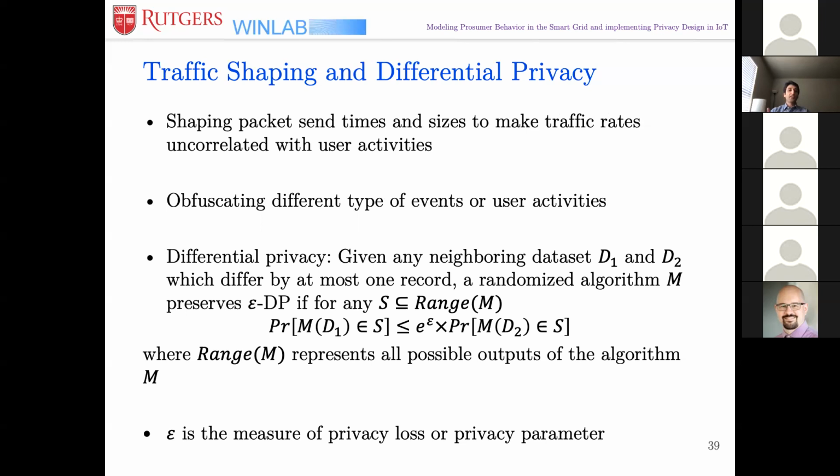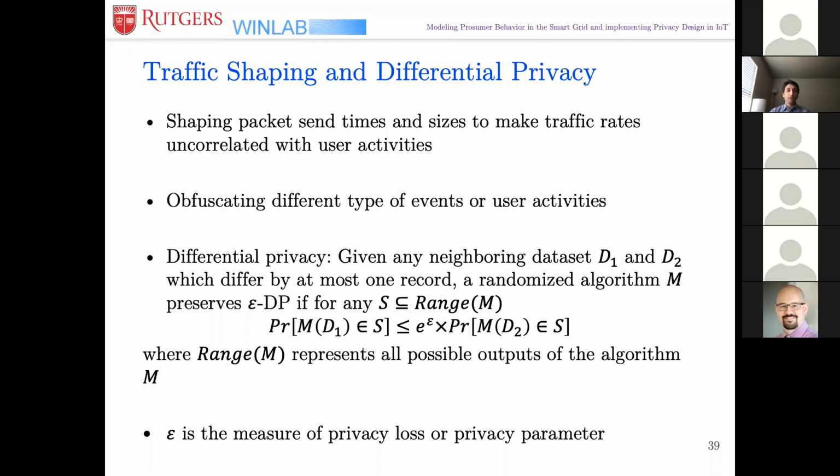Okay, here is the formal definition of differential privacy. First of all, we need the concept of data sets that differ by at most one record, or adjacent data sets. So adjacent data sets are those data sets that are almost identical, but there is at most one different record between them. These are two adjacent or neighboring data sets.